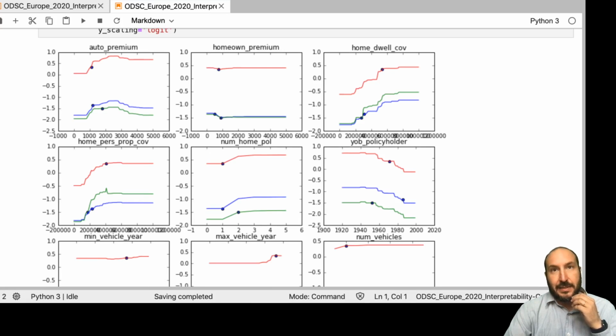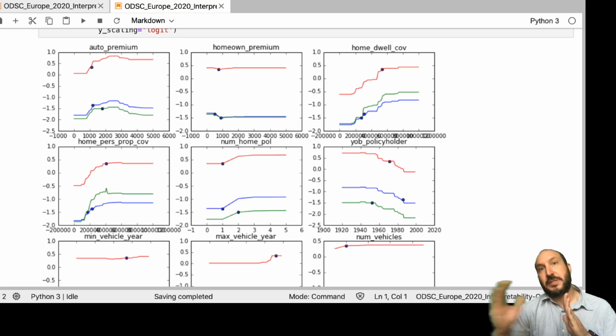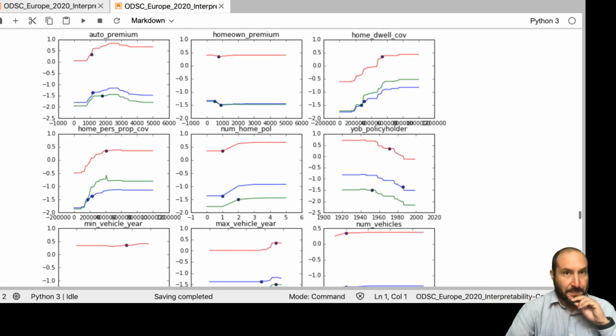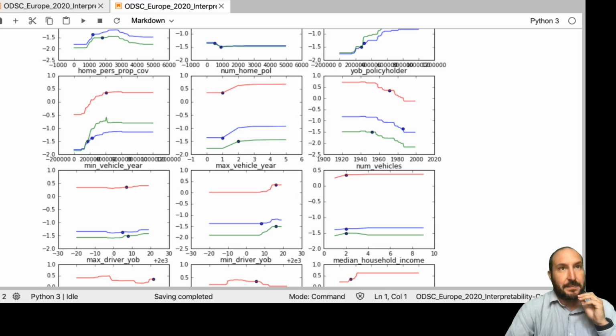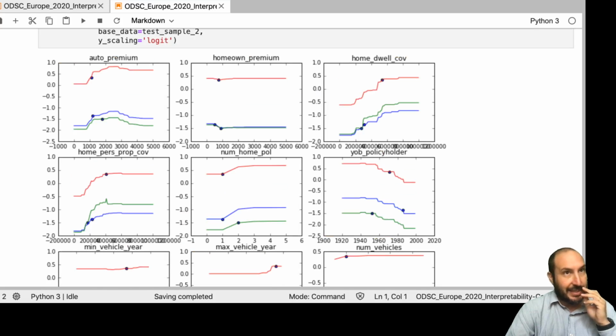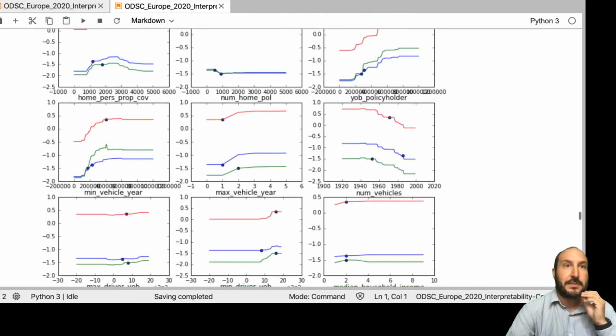We see that this is the year of birth of the policyholder, YOB policyholder. We see that seems to be an important one, and it goes down with the year of birth. So as your year of birth goes up, that means as you get younger, you're less likely to buy a policy. So as you get older, you're more likely to have the policy. Auto premium, we're kind of seeing that same effect here. It goes up and then it goes down a little bit for the most expensive policies.